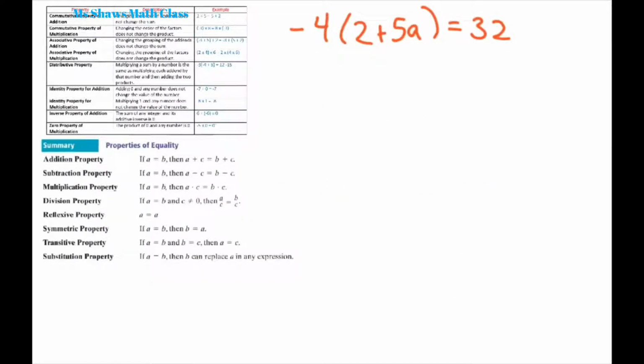We have -4 times the quantity of 2 plus 5a. So we're going to use the distributive property of arithmetic and multiply like this. All right. So -4 times 2 is -8. And -4 times positive 5a is -20a.